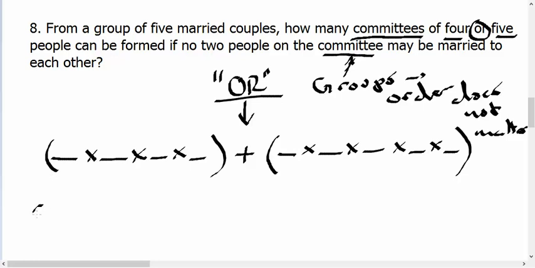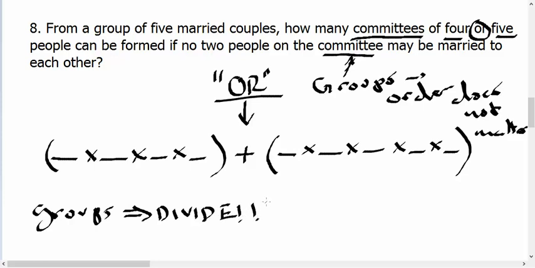Now, as we said before, we're dealing with groups here. We're looking for the number of different groups, and that means we've got to divide. Okay, so what do we divide by? Well, here we're choosing 4 different people, so we'll divide by 4 times 3, 2, and 1. And the second half, we're choosing 5 different people, so we'll divide by 5, 4, 3, 2, and 1.